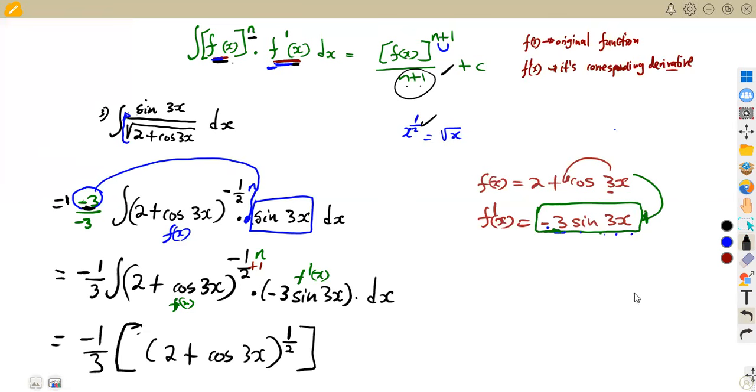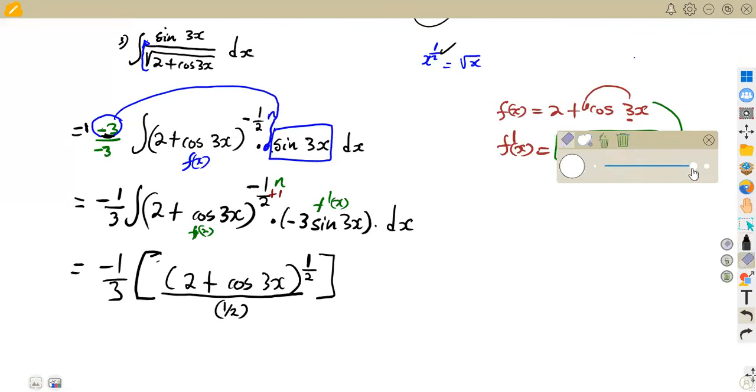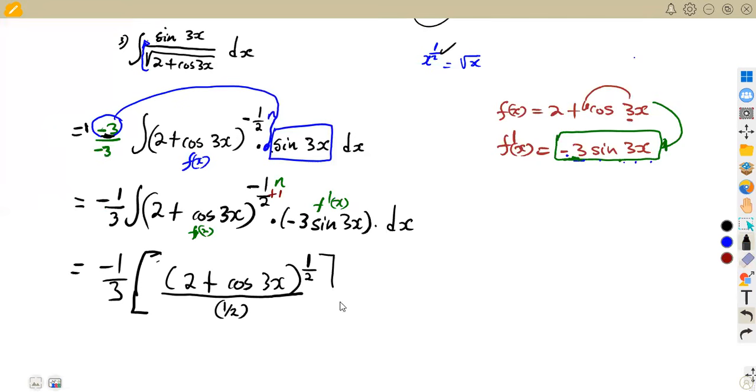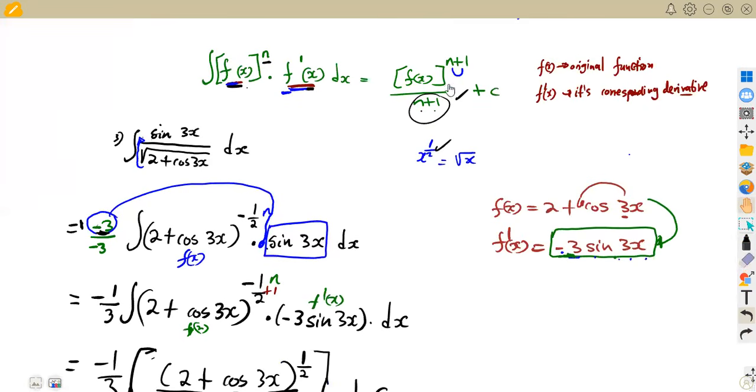So this whole part here, let me divide this over n plus 1. Our n plus 1 is the half that we got here. So we're going to divide by what? By a half in this case. All right. So these brackets are supposed to be covering everything. So this is what we are going to have plus our constant of integration. That is what we have here. F of x, that is the answer, to the exponent of n plus 1 over n plus 1.